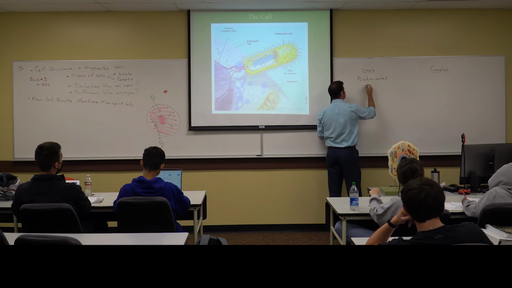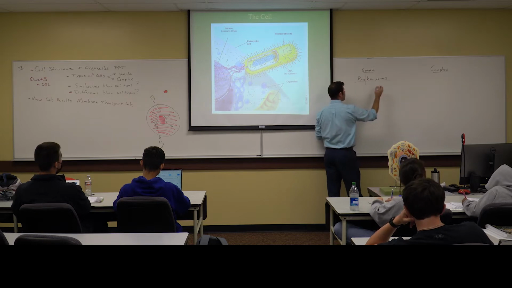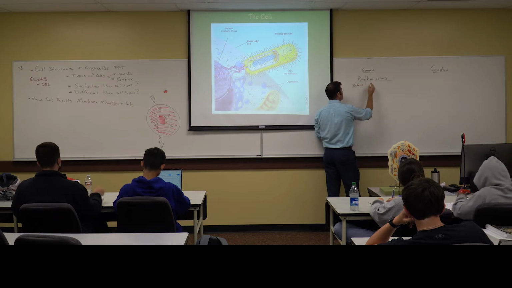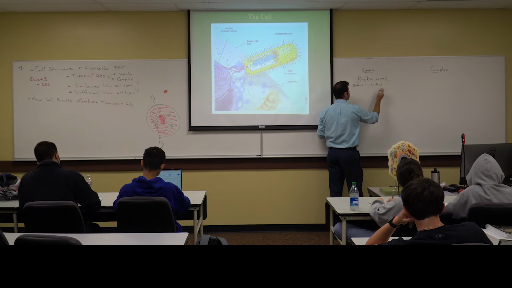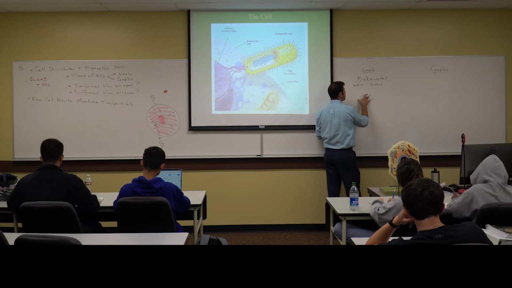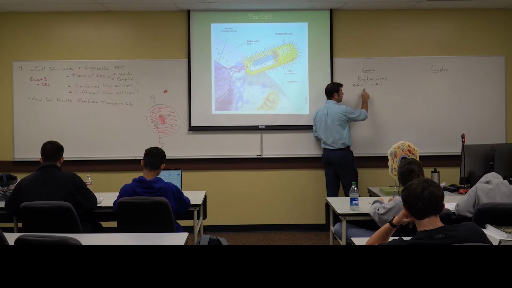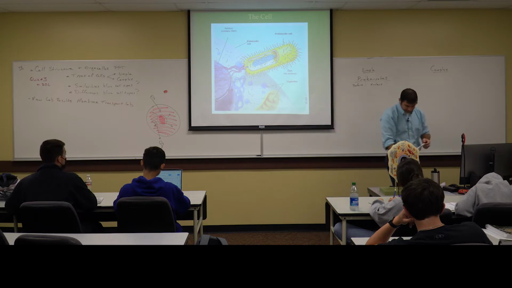And we can make that term make sense a little bit. Pro just means before, and karyote means nucleus. So prokaryotes are cells that don't have a nucleus. They were around before a true nucleus was.